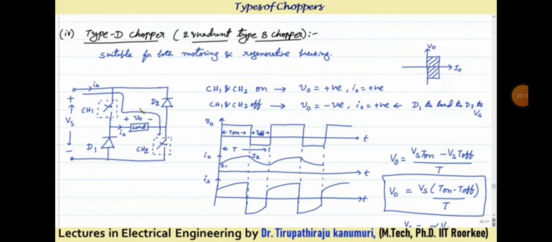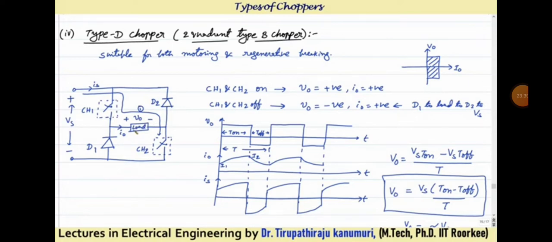So this is for the case of the first instant. That means CH1 and CH2 are on. V0 will be, because it is directly connected through the chopper, nothing but your supply voltage, or we can say V0 is positive, and current is also passing in the same direction. So I0 is also positive.